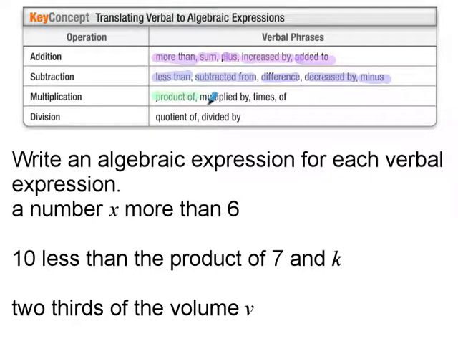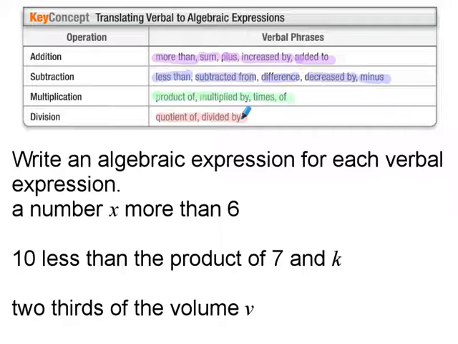Multiplication: product of, multiplied by, times, and of. And then when we get to division, we don't have many choices. There aren't a whole lot left. For division, just quotient of and divided by. So division is one of those that's pretty obvious.